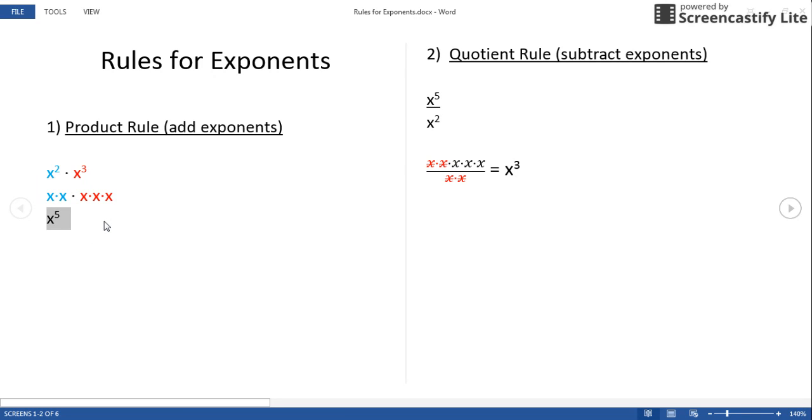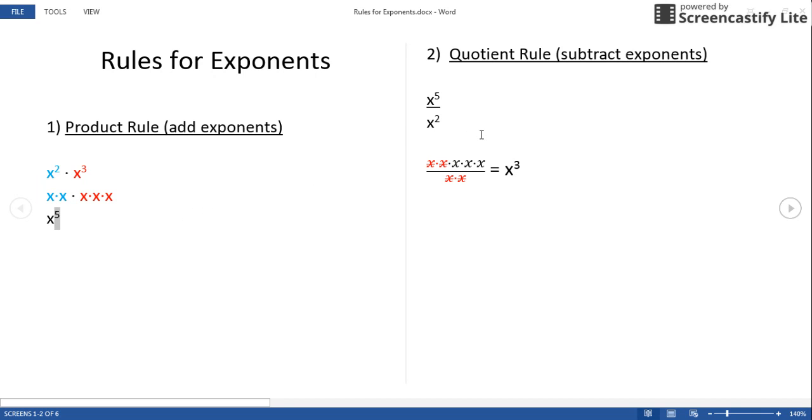Now, obviously, we don't want to have to write it down each time and then count to see what we're going to have, so we need to have an easier way to get from our problem to our solution. The easier thing to do is to add the exponents. Here, 2 and 3 add together to make 5. So x squared times x cubed is x to the 5th, and the product rule says if we are multiplying two things together that have the same base, we should add the exponents.